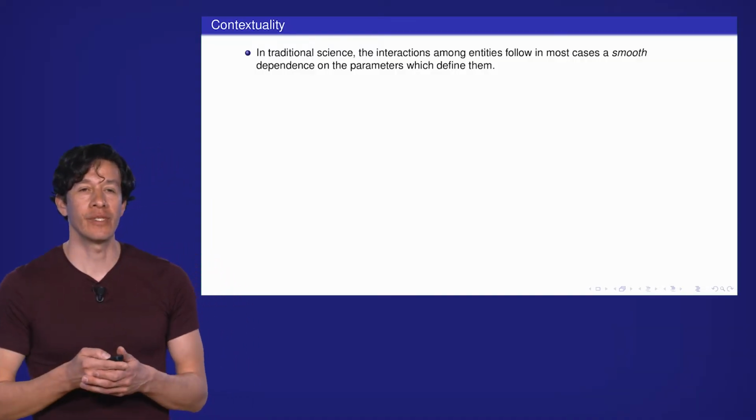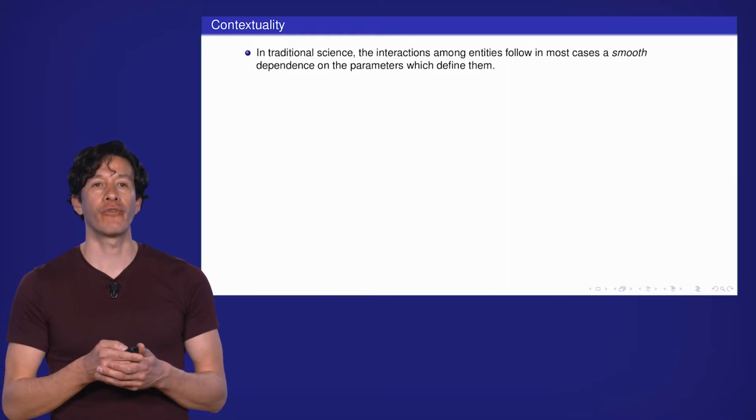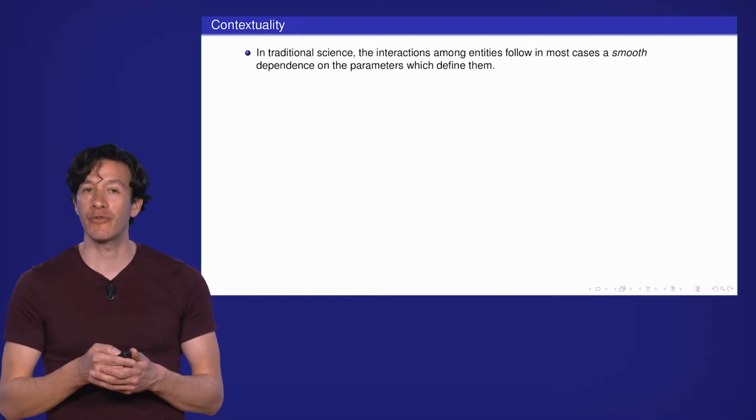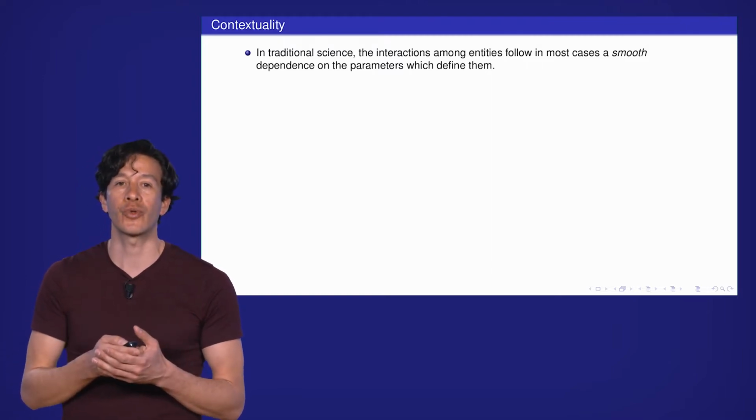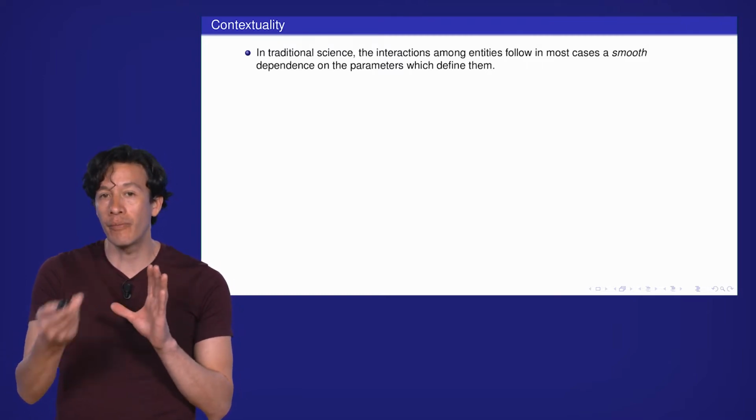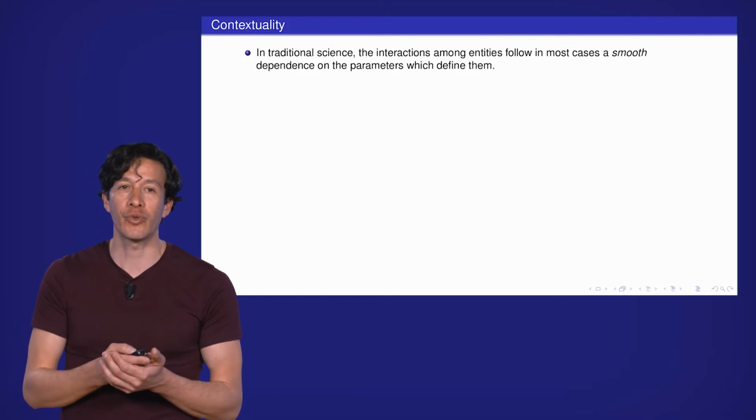Let's review then the first of the complex adaptive systems features, which is contextuality. We will make a connection with traditional science first to establish the difference between traditional science and complex adaptive systems.